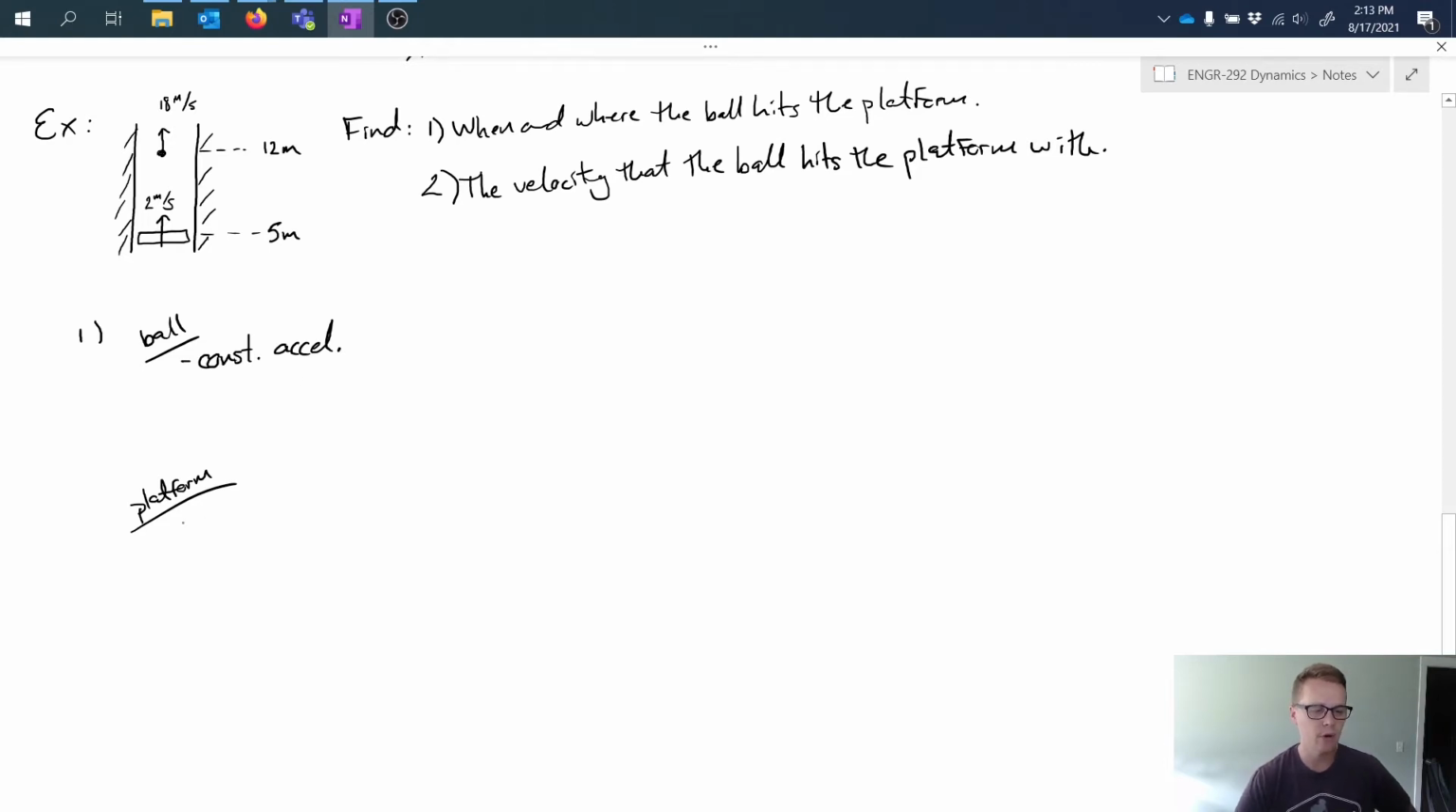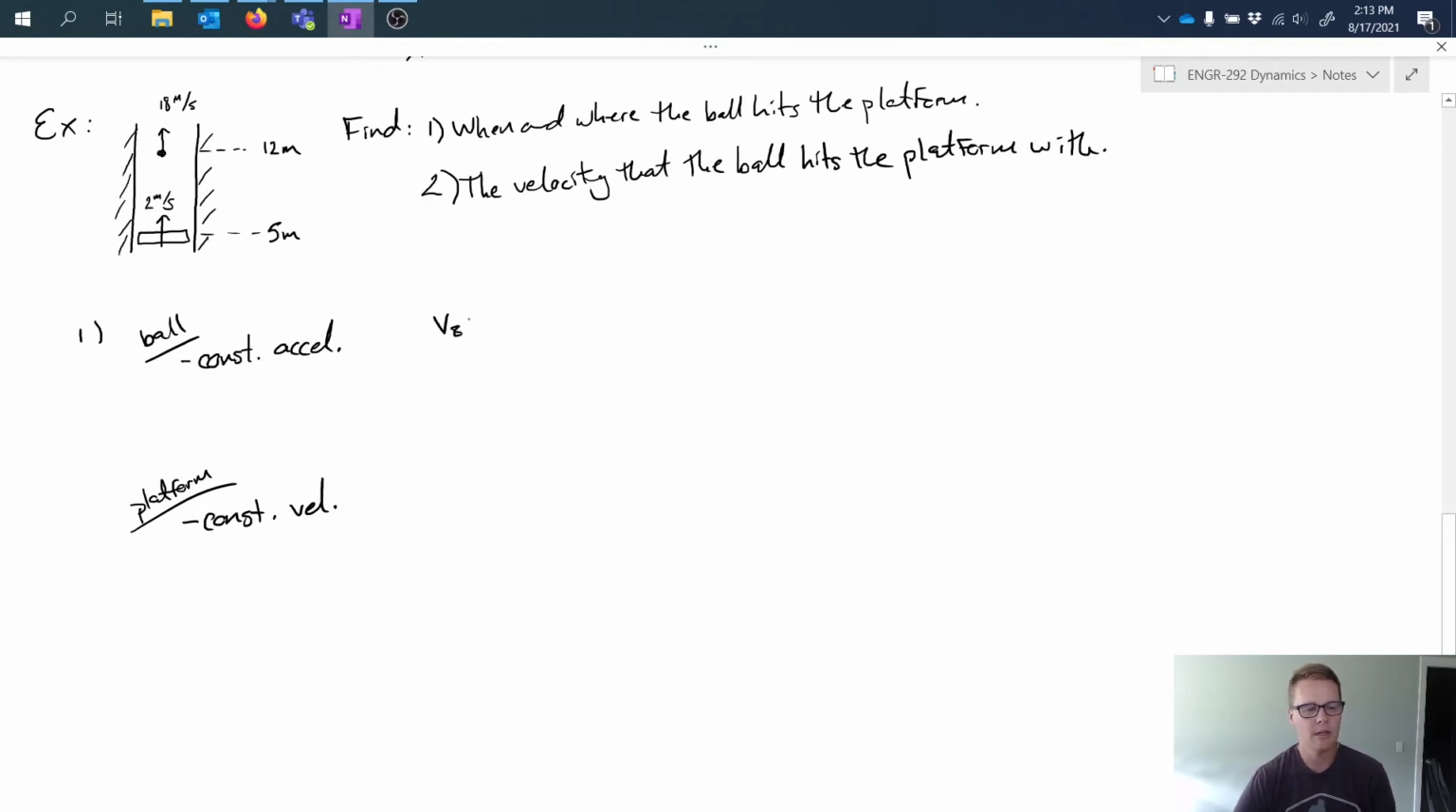For the platform, the problem statement basically said that the platform is moving up at 2 meters per second, and if we assume that to be steady and not changing, then the platform is under a constant velocity condition. So that gives us some information that we can work with. All right, so for constant acceleration, we have a couple of equations that we can make use of, one for velocity and one for position.